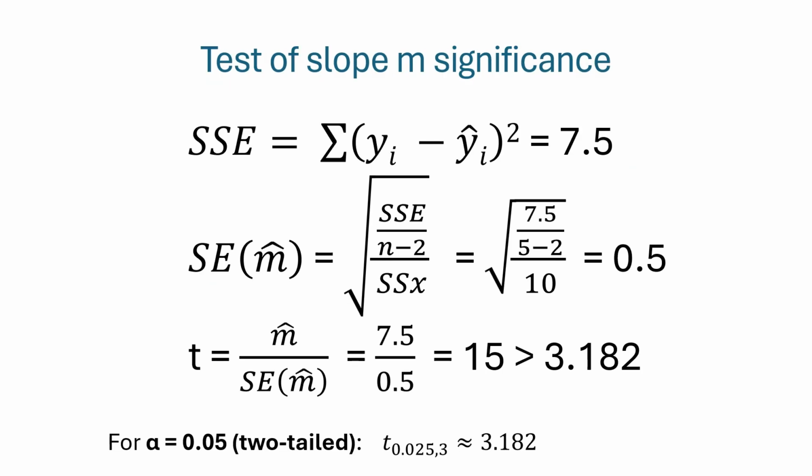A t-test is used to determine whether the slope is statistically significant. First, we calculate the residual sum of squares, SSE, to estimate the variance of the errors. Then we compute the t-statistic, which equals 15 in this example. This value is much larger than the critical t-value of 3.182 at α equals 0.05. Therefore, the slope is highly significant, indicating a very strong linear relationship between study hours and exam scores. Study hours can strongly predict exam scores.